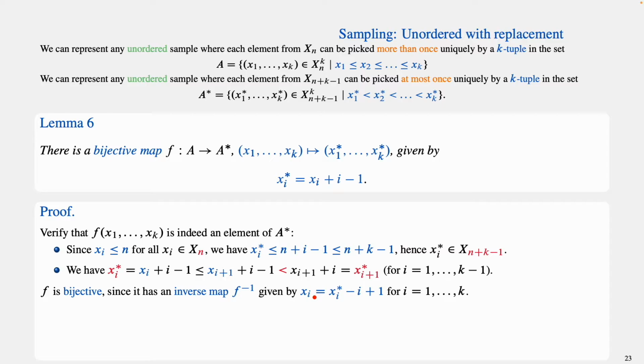But indeed we need to confirm that f to the minus 1 really maps any given tuple x1 star to xk star into the set A, and does not maybe give us something outside of the set A, because then it would not be a proper inverse map.